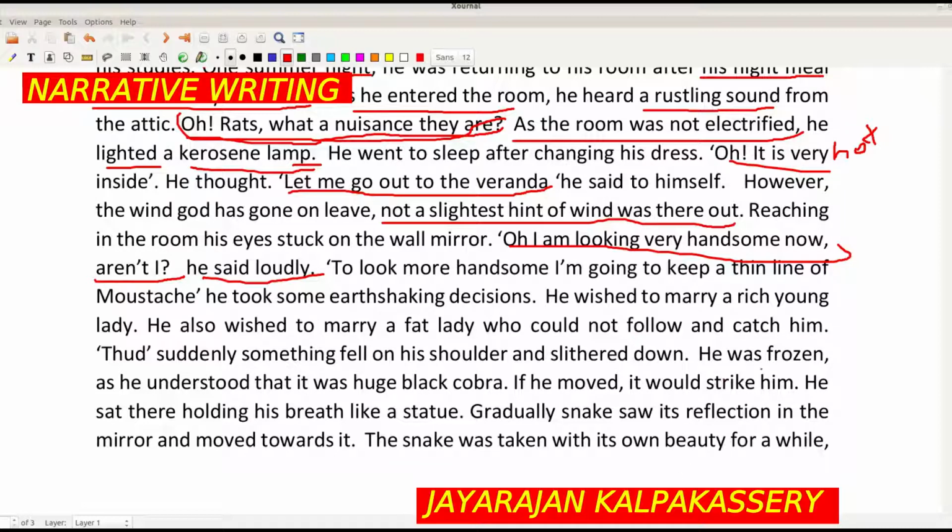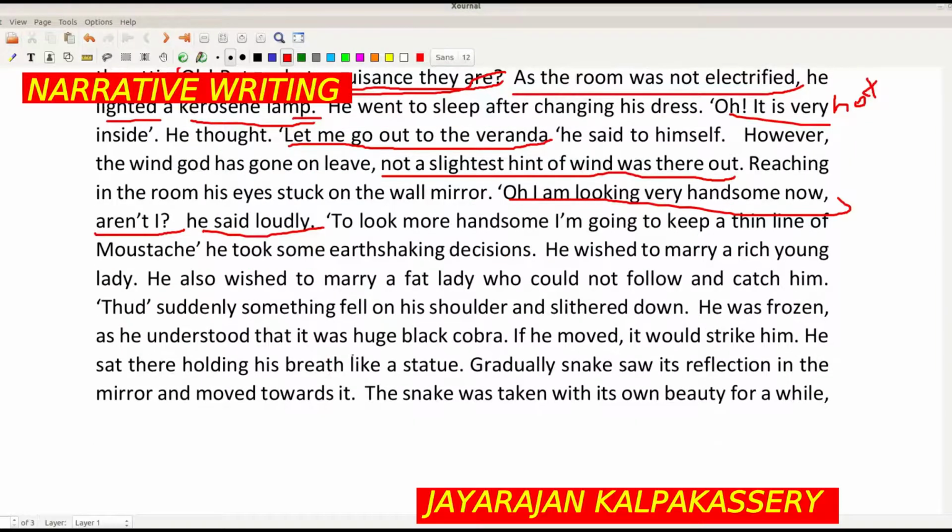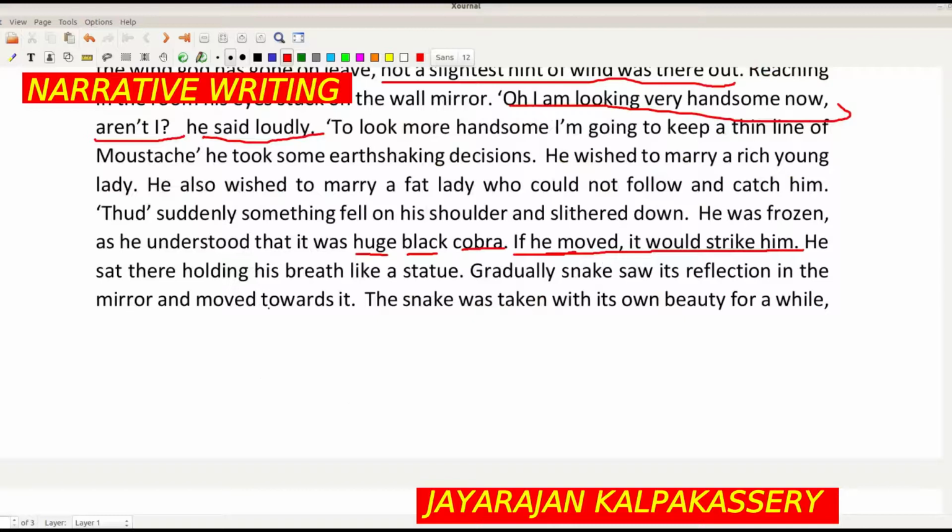And he was frozen, again a figurative way of telling, as he understood that it was a huge black cobra. The character cobra is described here using two adjectives, huge and black. If he moved, a conditional clause is given here, it would strike him. He sat there holding his breath like a statue. Again a figurative way of telling.